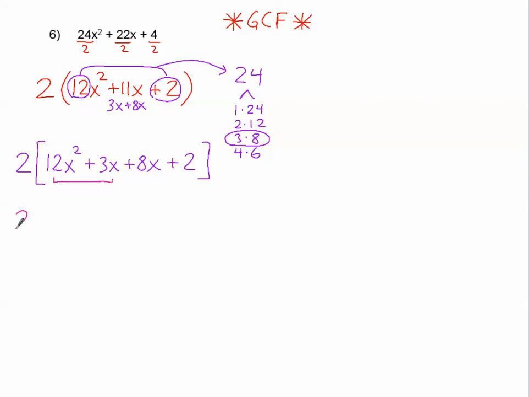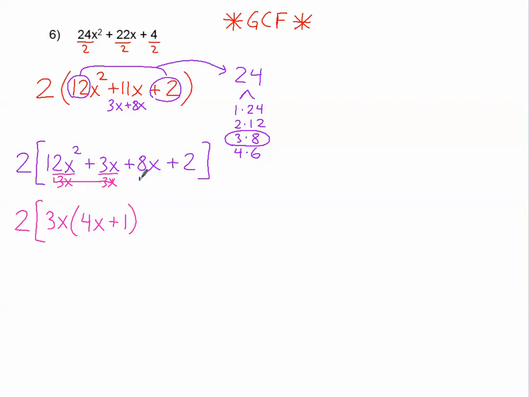I've got the 2 out here, and I've got my bracket. Let's see, 12 and 3, I can pull out a 3, and x squared and x, I can pull out an x. And let's see what's left. 12x squared divided by 3x becomes 4x. Maybe you want to divide by 3x so you actually see it. That's absolutely fine. 3x divided by 3x, well, that becomes a 1. Don't forget, if you pull a GCF out of 2 things, there will be 2 things remaining, even if it's just a simple little 1.